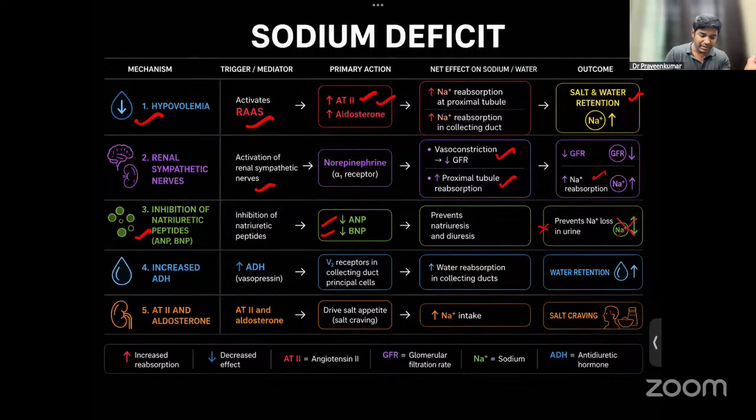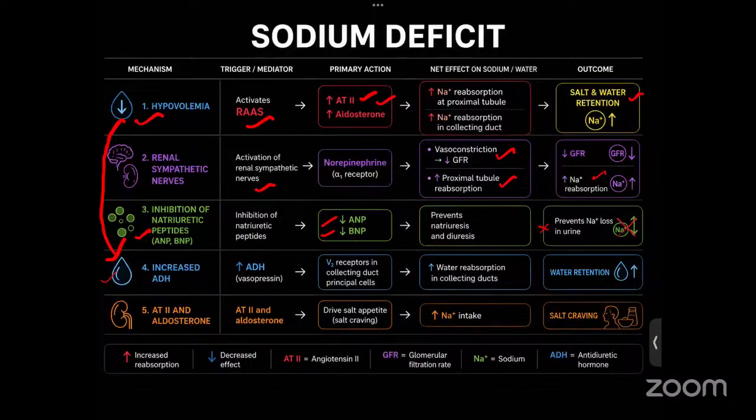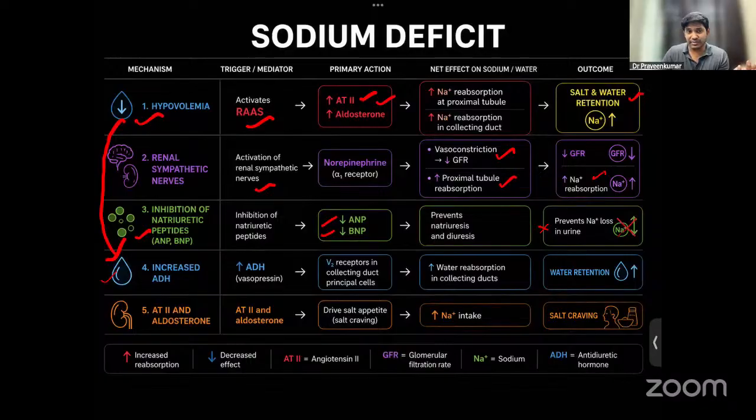And whenever there is increased ADH due to hypovolemia, that can cause increased ADH levels also. ADH is vasopressin, right? Whenever there is increased vasopressin, it activates aquaporin 2 channels in the kidney. These aquaporin 2 channels are present in the collecting duct, and their main function is to reabsorb a lot of water. Whenever water is retained, your hypovolemia will be corrected. So this is the fourth mechanism.